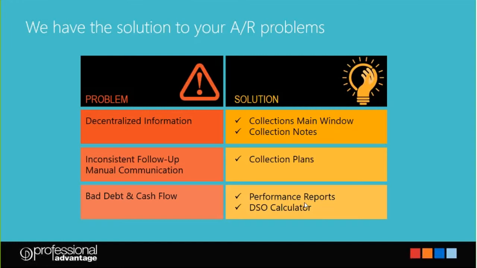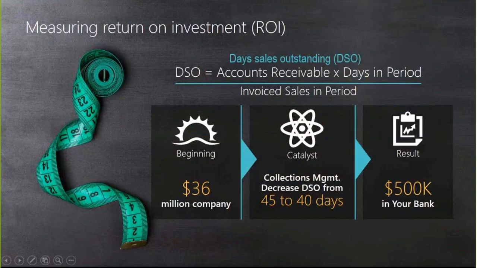Last thing there with collections management, it also calculates your DSO. So that allows you to track your days sales outstanding over time and then really measure your return on investment on this product. The last two slides here highlight the return on investment of collections and how you can track your DSO. So a good statistic to calculate your return on investment is your DSO. Your DSO is really indicating how much you're selling and how fast you're getting paid, and that can really indicate how effective your collection process is working.